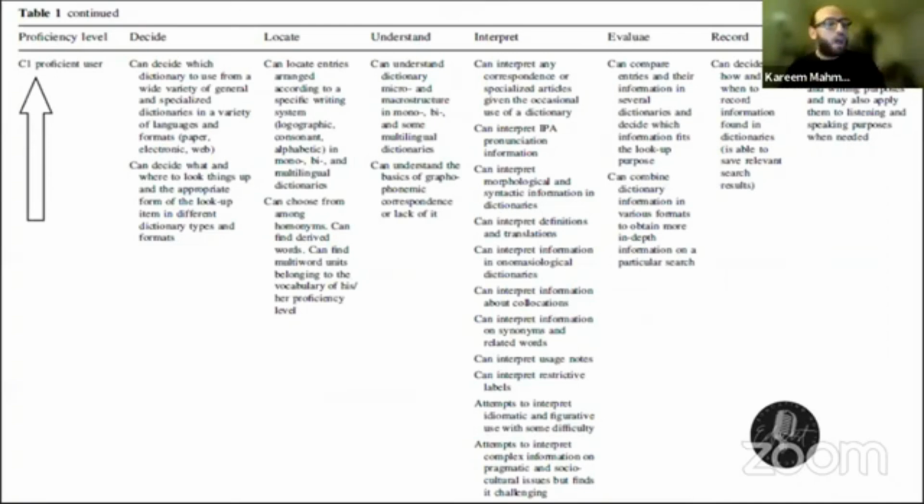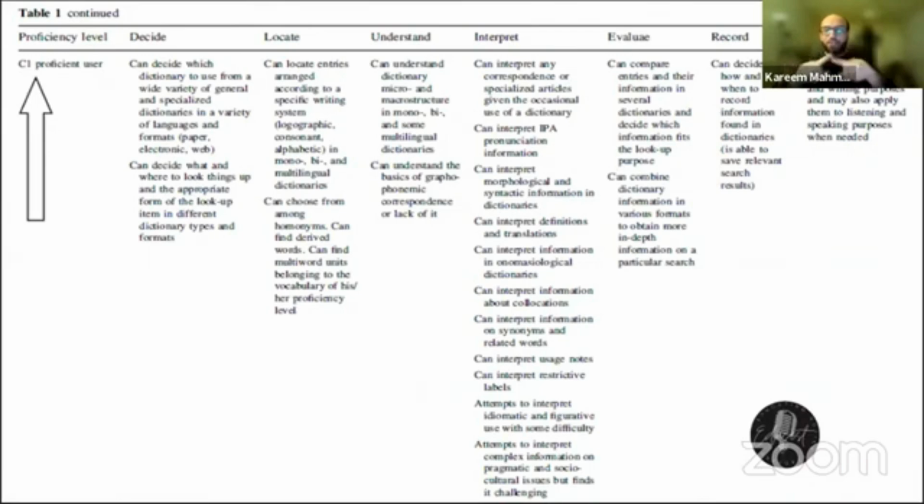So the C1 user can decide which dictionary to use, but still he will need help. He decided, okay, paper or not, okay, I decided to go for a web dictionary. Okay, he will still need a little help with some of the information. For example, they cannot understand the deeper level of, for example, allophonic transcription. They cannot understand the cross-references, for example, and that stuff.